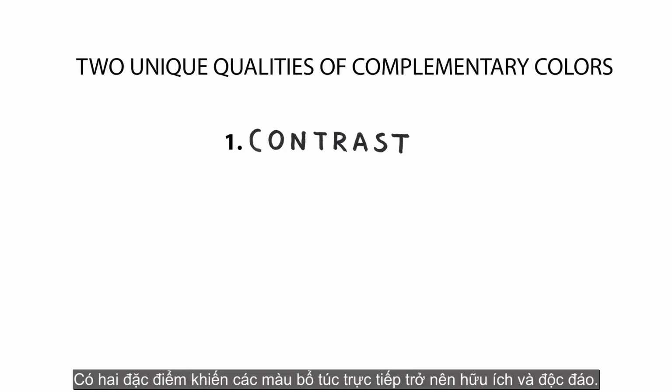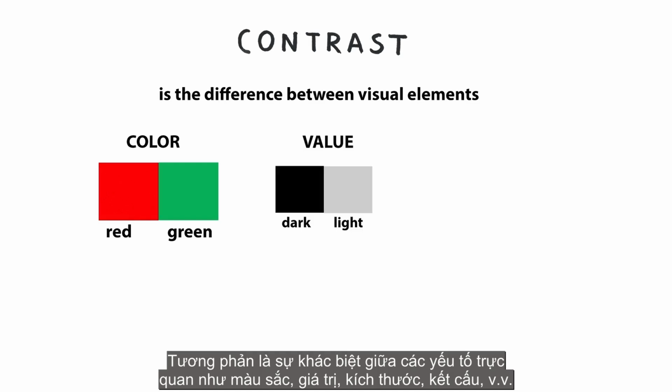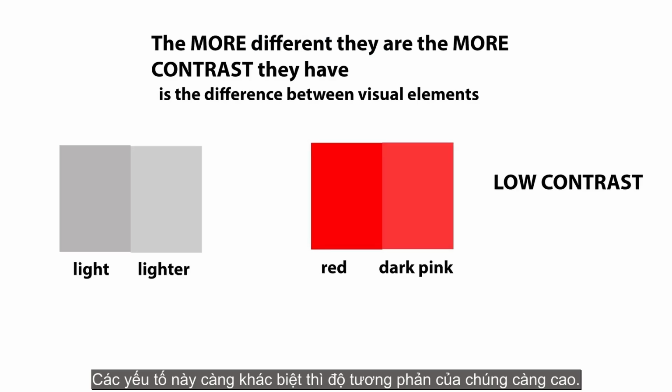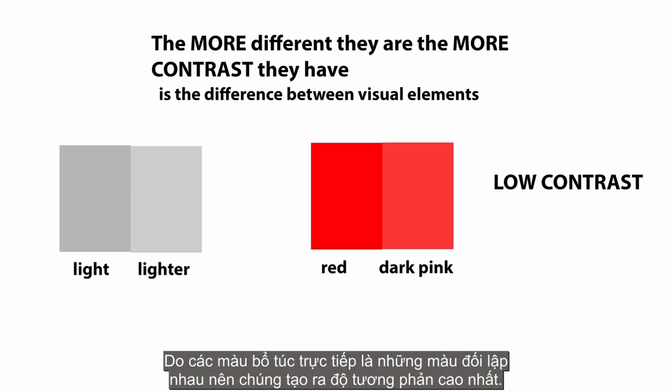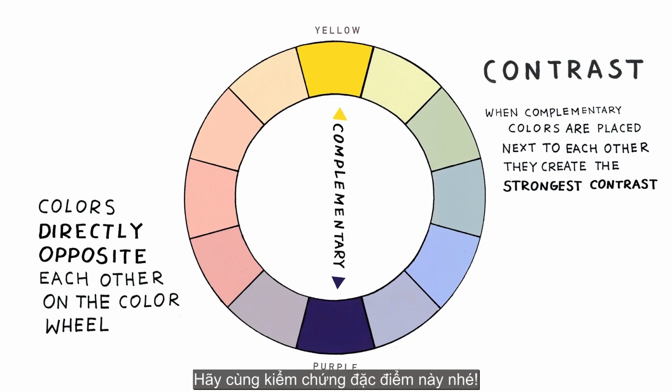There are two qualities that make complementary colors useful and unique. The first quality I want to talk about is contrast. Contrast is the difference between visual elements such as color, value, size, texture, etc. The more different these elements are, the more contrast they have. And because complementary colors are opposite colors, they create the highest contrast. Let's see how that's true.